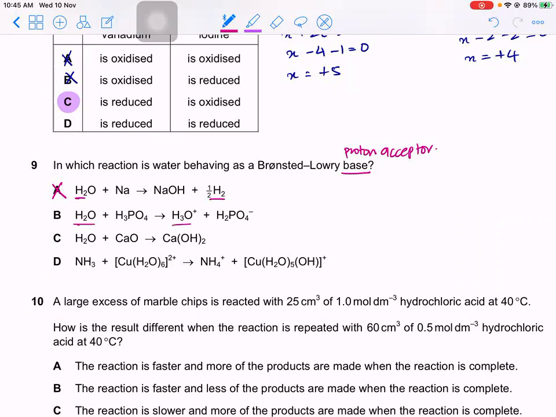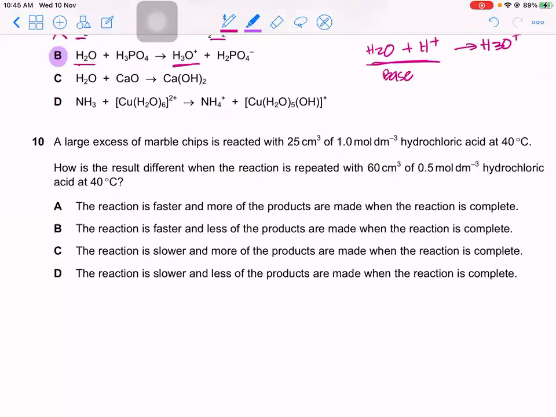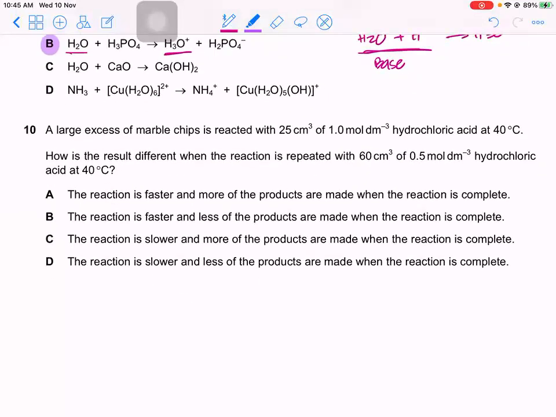H2O becoming H3O plus. Do you see that? Do you see H2O accepted an H plus to become H3O plus? And this right here is what? Accepting a proton. So this right here is acting as a base. Answer is B. Clear?